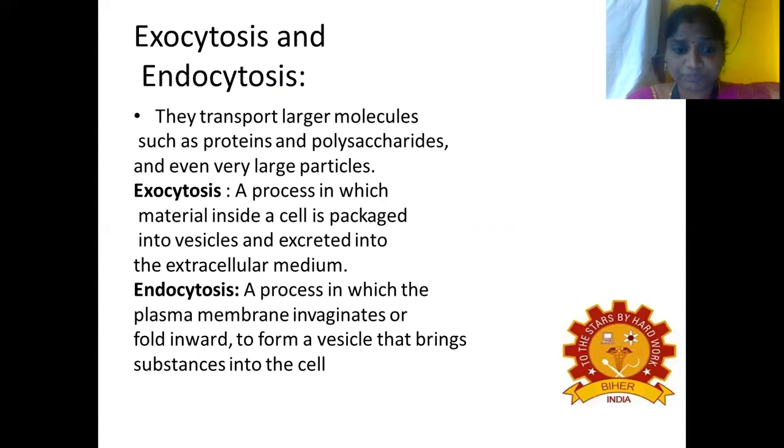So in exocytosis, materials inside a cell are moved outside, whereas in endocytosis, your plasma membrane is folded inward to form a vesicle that brings substances into the cell. The substances present outside the cell enter inside the cell through endocytosis, whereas in exocytosis, the molecules present inside the cell leave the cell. So these are two types of active transport, exocytosis and endocytosis. Both transport larger molecules in and out of the cell.